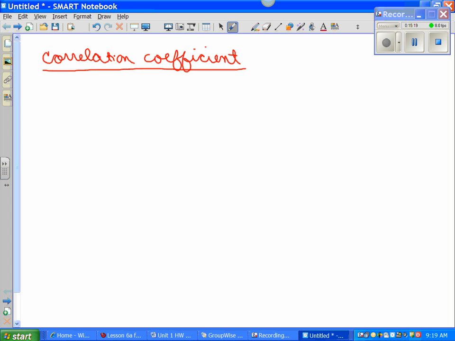Who remembers what variable we used for correlation coefficient? It's not what you would think it would be. Anybody remember? We use R. R would be our correlation coefficient. Does anybody know what two values the correlation coefficient can be between?